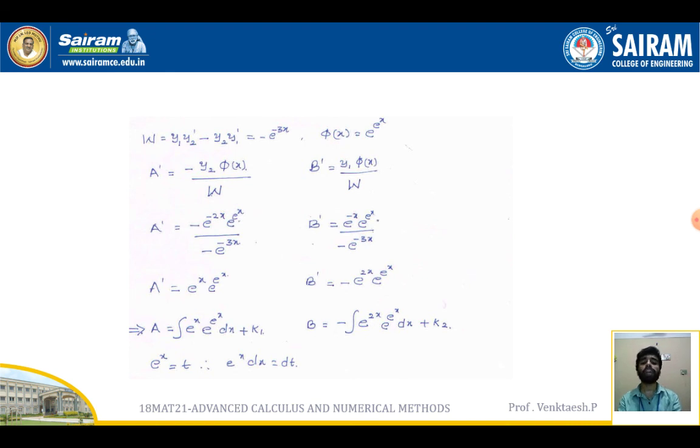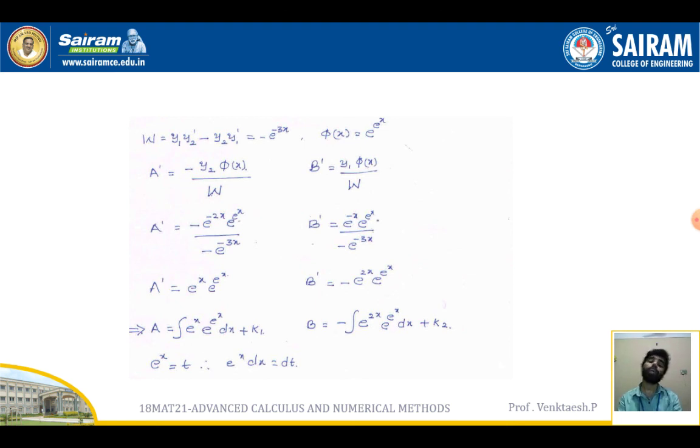So now I want to find A and B. To find A and B, integrating A dash and B dash with respect to x, I'll get A is equal to integration of e power x dx plus k1. B is equal to minus of integration of e power 2x e power x dx plus k2.